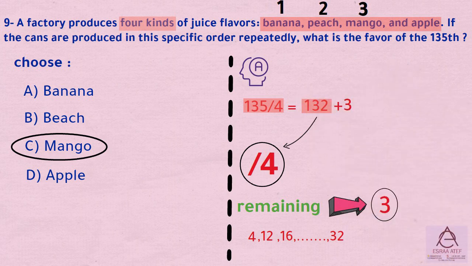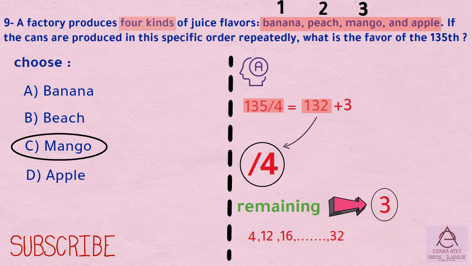It is the nearest number to 135 that is divisible by 4. So the remaining, or the difference between 135 and 132, is 3. So the third flavor is the answer, and the third flavor here is mango, so it's the correct answer.